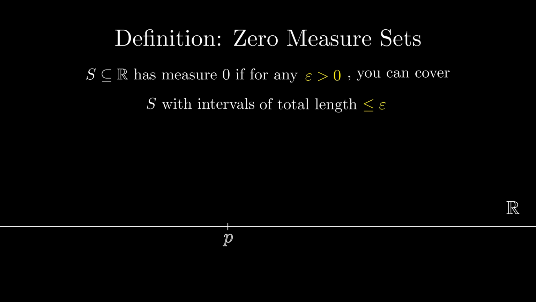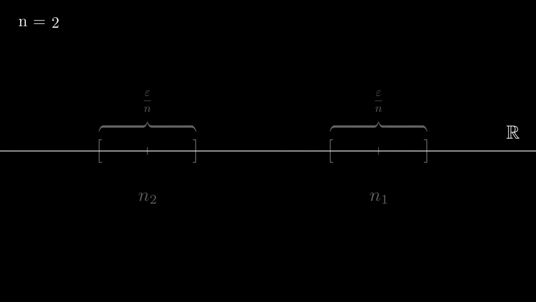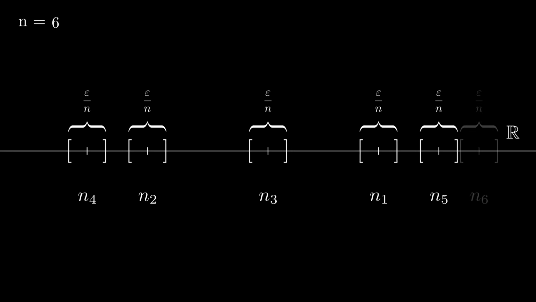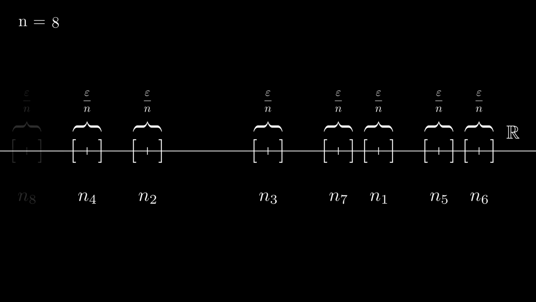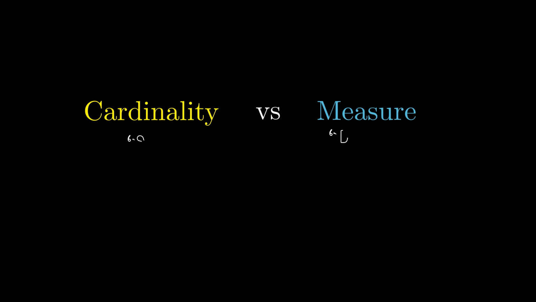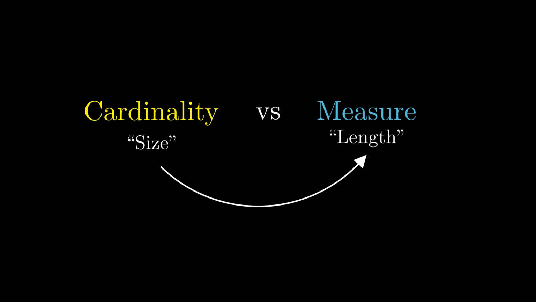Under this definition, the set containing just the point P would have measure 0. This is because for any positive epsilon, the interval with length epsilon centered at P contains the point and has length epsilon. We can easily modify this to show that sets containing finite points also have measure 0. If there are n points in the set, we can take intervals of length epsilon over n around each point to cover it with intervals of total length epsilon. I teased earlier that we'll try to relate cardinality and measure, so let's look back at our previous examples and see if we can spot any patterns.